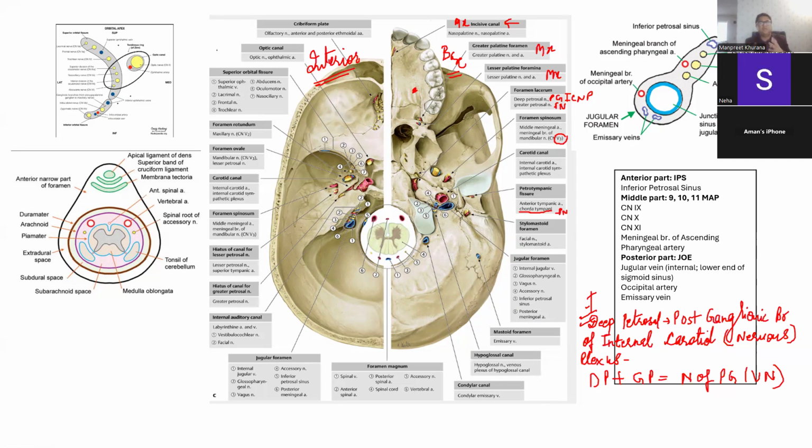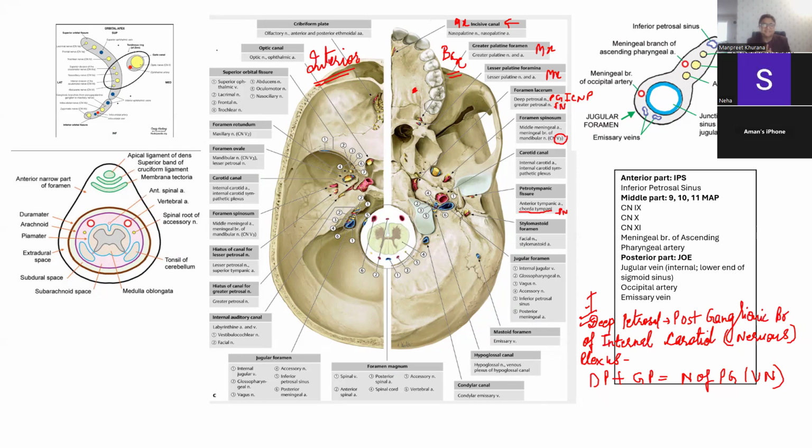Now, to make it a little bit interesting, let's review all the foramens again so that we don't forget. I'll ask you some questions. Incisive canal. Now you have to be very fast. Now you have learned about them. Nasopalatine nerve. Very nice. Greater palatine foramen. Greater palatine nerve and artery. Lesser palatine foramen. Lesser palatine nerve and artery. Foramen lacerum. Deep petrosal nerve and greater petrosal nerve. Foramen spinosum. Middle meningeal artery and meningeal branch of mandibular nerve. Carotid canal.